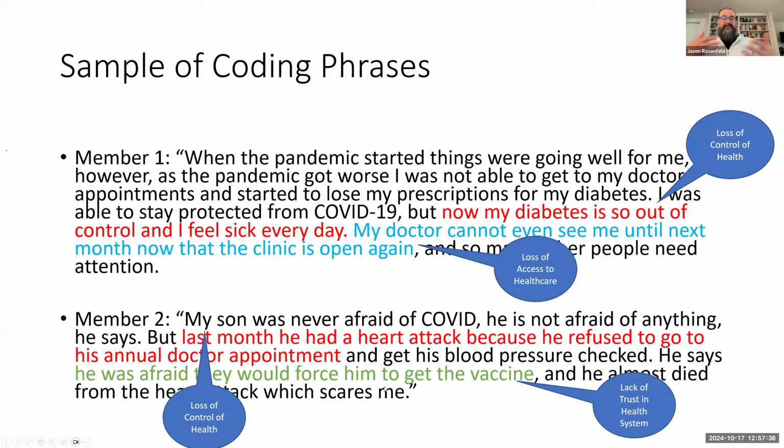So again, you can begin to see this interaction between your different codes and how one piece, access, leads to loss of control, or lack of trust leads to loss of control, because you then don't feel like you can go and get the thing that you need done.